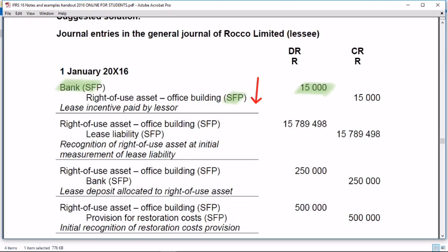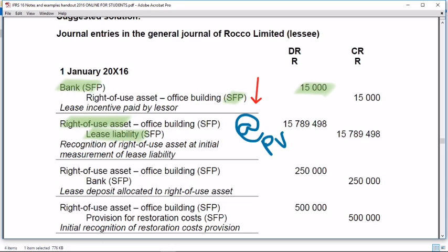The second journal entry is the recognition of the right of use asset at the initial measurement of the lease liability. Remember, the initial measurement of the lease liability is the first amount that's included in the cost price of the right of use asset. So the right of use asset is debited and you recognize a corresponding lease liability, and that would be at the present value of the lease payments, as we have determined that in a previous example.